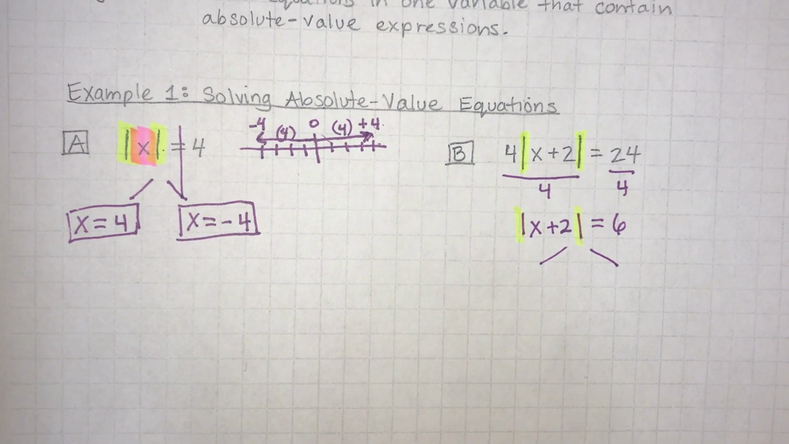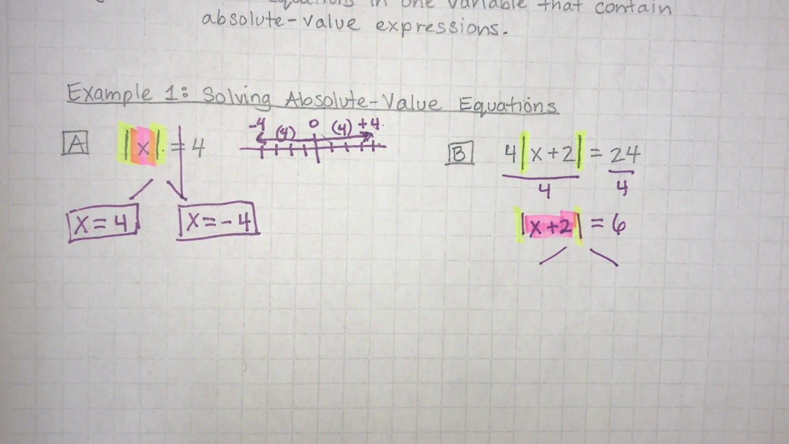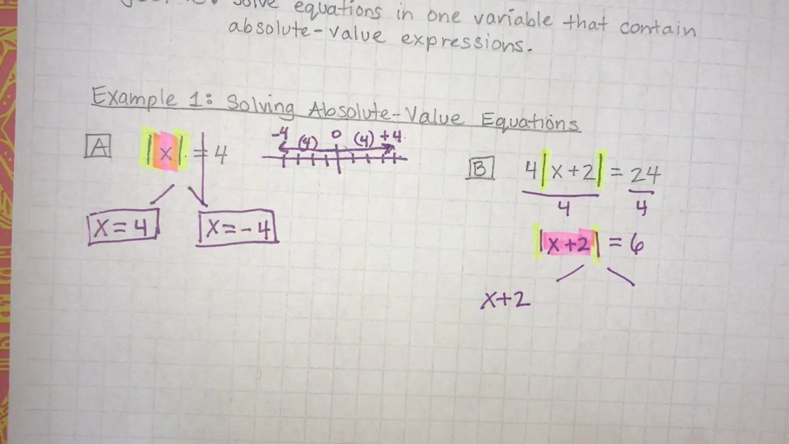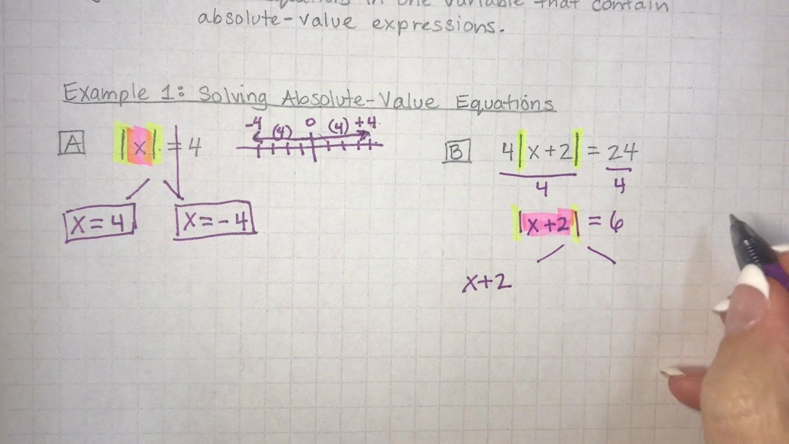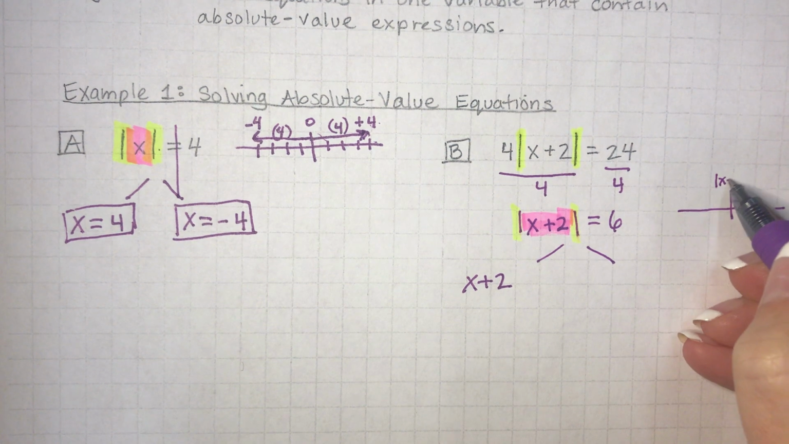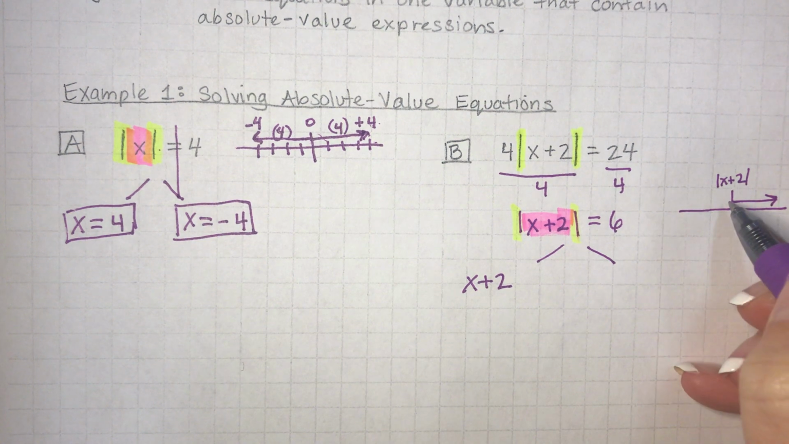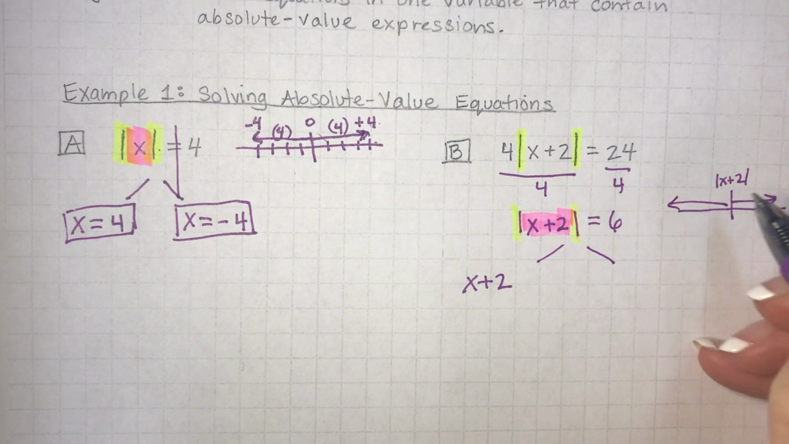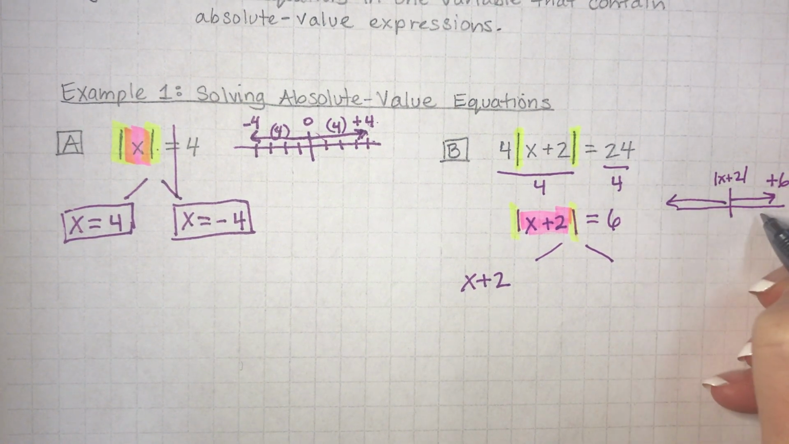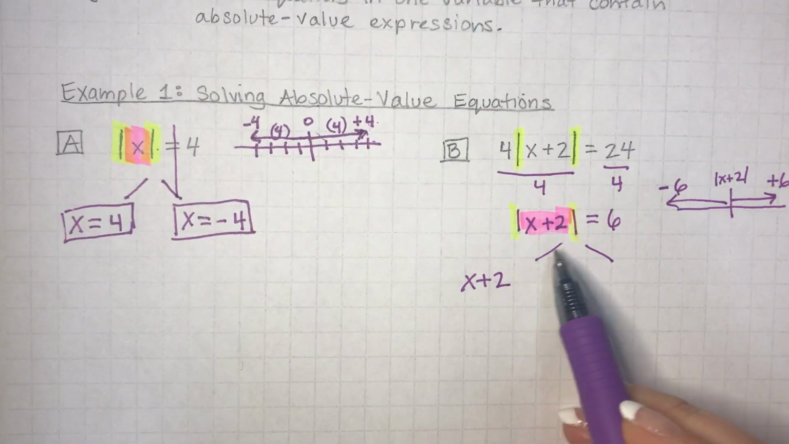Now, the stuff inside the absolute value symbols always stays the same. So this always stays x plus 2. This is talking about distance. So wherever we are from the absolute value of x plus 2, we can go 6 this way and then we can go 6 in this direction. When we go in this direction, we're going a positive 6, and when we're going this direction, that would be a negative 6. So that's where we get our two equations.